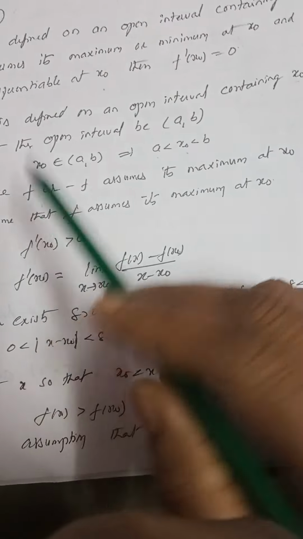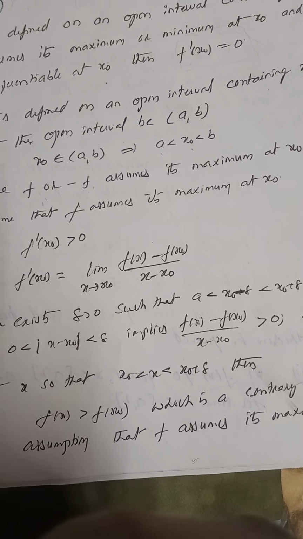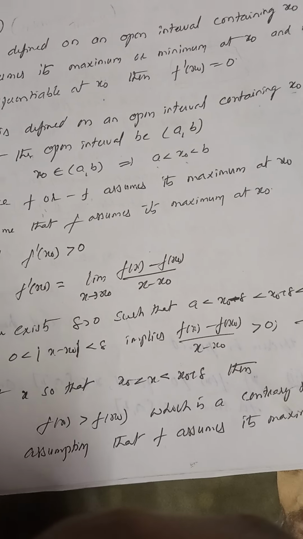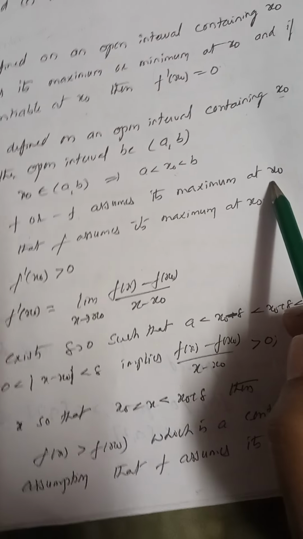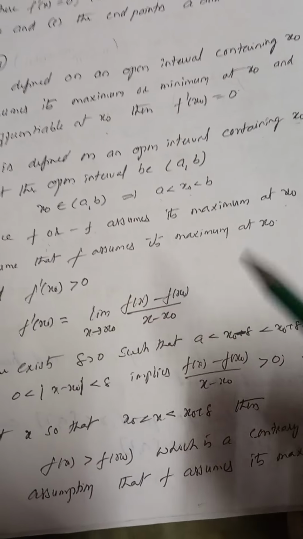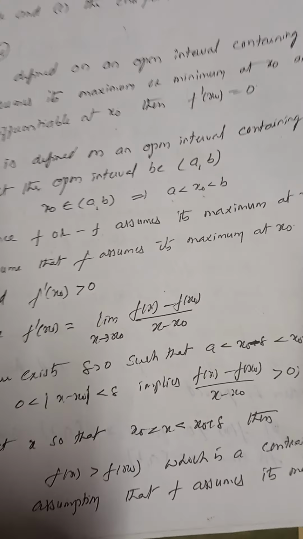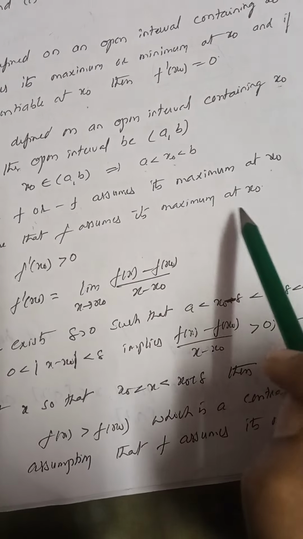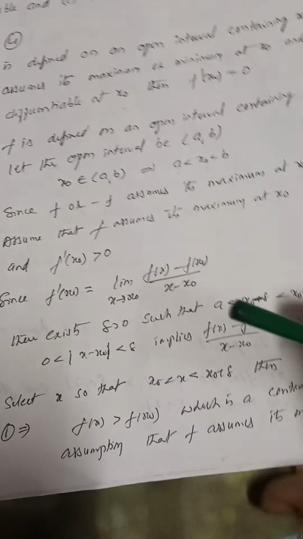Now, since the function may be negative or positive, if f has a maximum, then minus f has a minimum. If f has a minimum, then minus f has a maximum. We are assuming that at x equal to x naught, the function f or minus f has the maximum value. Assume that f assumes its maximum at x naught, that is f'(x) greater than 0.